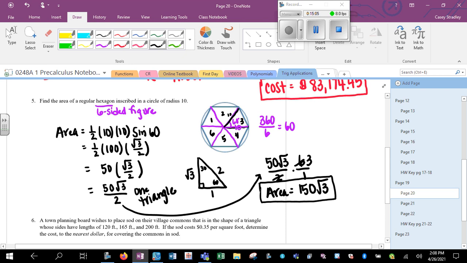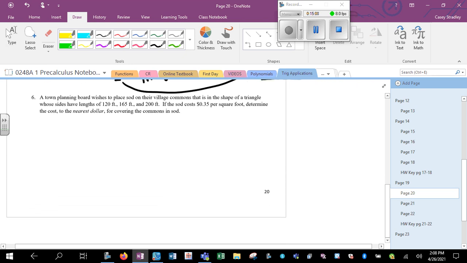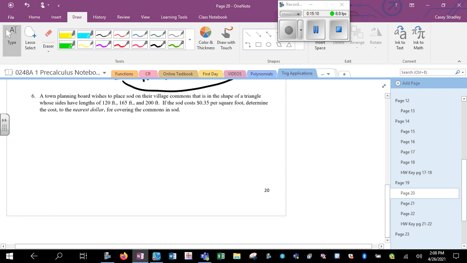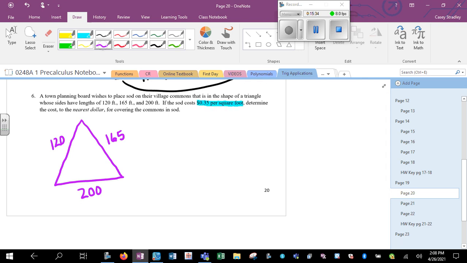Okay. Last question. A town board wishes to plant sod on their village commons in the shape of a triangle, of course, whose sides have a measurement of 120 feet, 165 feet, and 200 feet. Doesn't matter which side gets which measurement. The sod costs 35 cents per square foot. As soon as I see that square foot, it reminds me that I need area. And in order to find area, I need an included angle.